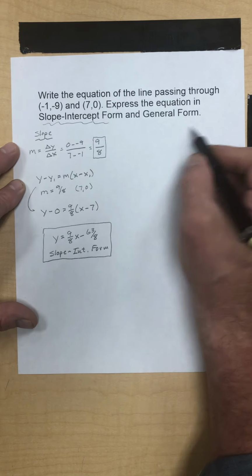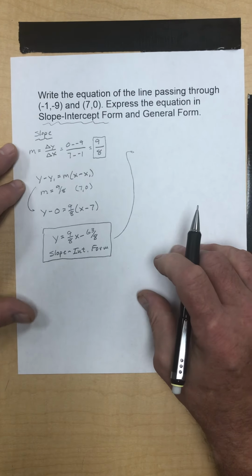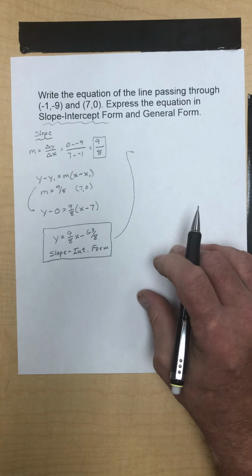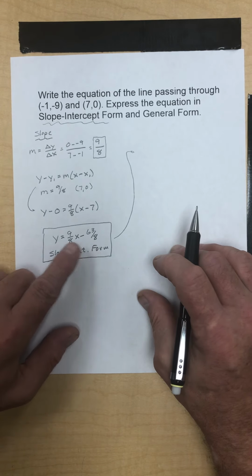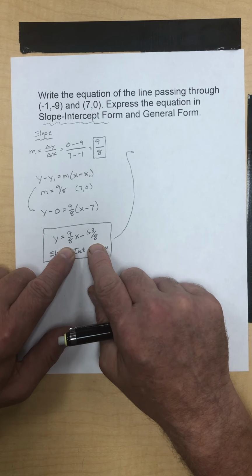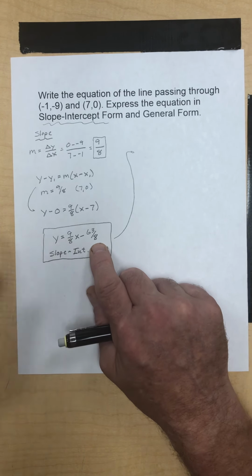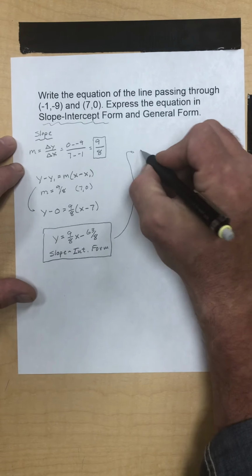Now I want to go to general or standard form. So I have to get rid of all the fractions at some point, so I'm going to get rid of them right from the get-go. If I want to get rid of these two fractions, I have to multiply through by the least common denominator of the two fractions. Since the two fractions have the same denominator, obviously the least common denominator is 8. So I'm going to multiply all the way through by 8.